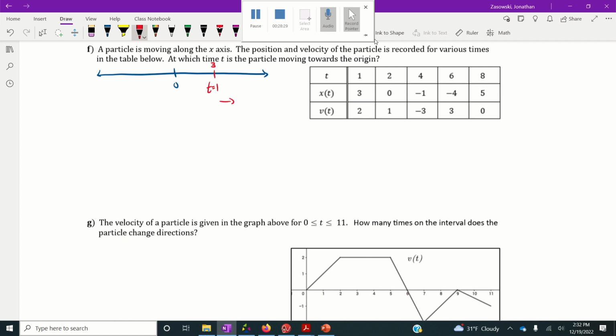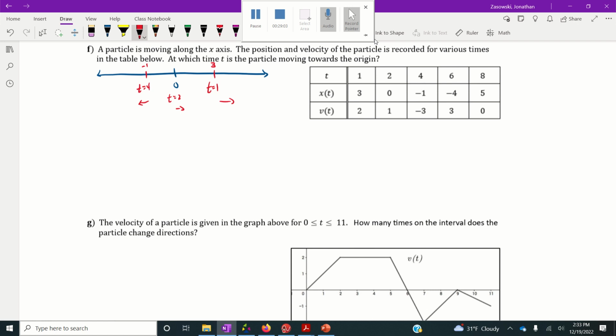Now, at t equals 2, the position function is at 0. So at t equals 2, we're at 0. And it's positive velocity. It's moving to the right, which is also away from the origin, right? We're at the origin, but we're moving to the right. So it's not towards it, okay? At 4, we're located at negative 1. That's t equals 4. But because our velocity is negative, we're moving to the left, which is away from the origin. Okay?